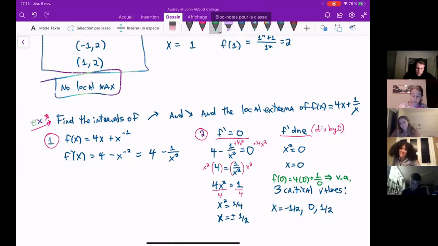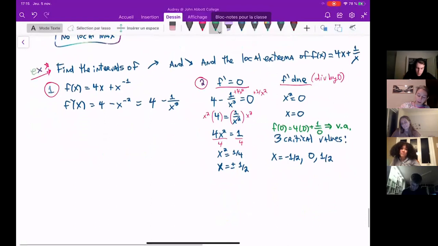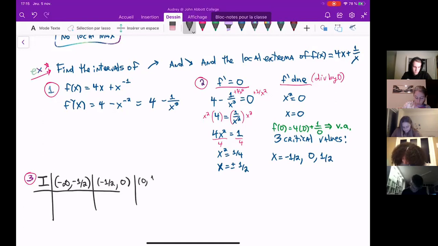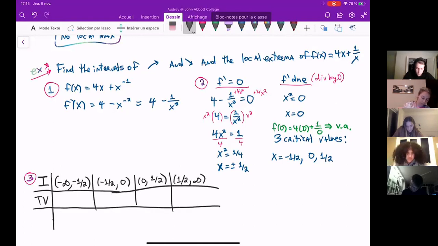Okay, so that is a vertical asymptote. So then in my step 3, I'm now going to set up my variation table. And I'm going to write I for interval. I'm not going to write the actual interval every time. So I'm going to have negative infinity to negative 1/2, negative 1/2 to 0, 0 to 1/2, and 1/2 to infinity. And then I'm going to write TV for test value, f prime for the sign of f prime, and then f for my conclusion.